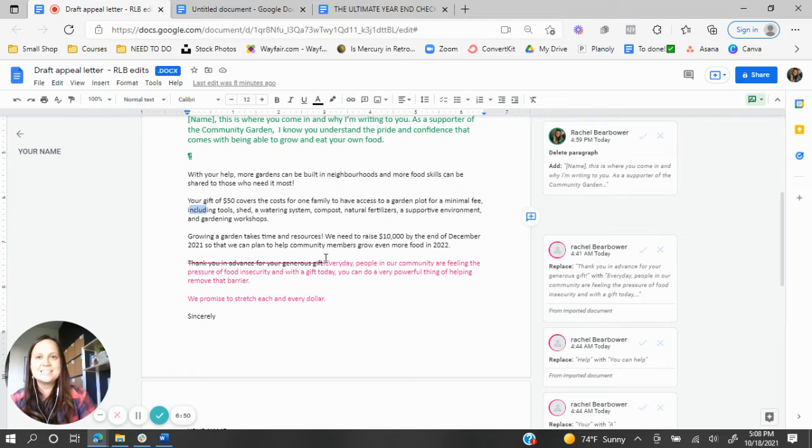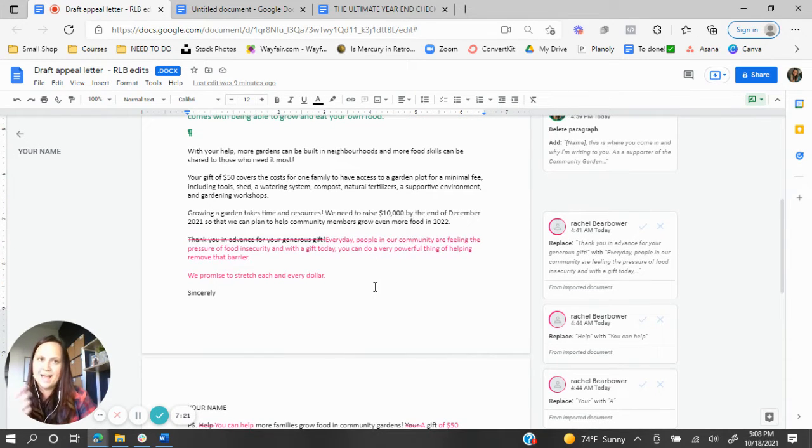But I think that there's so much more potential for ending this letter. So instead of "thank you in advance for this generous gift," every day, people in our community are feeling the pressure of food insecurity. And with a gift today, you can do a very powerful thing of helping remove that barrier. We promise to stretch each and every dollar. Okay, that's way more powerful, right? All right. So really think about how you end that letter.